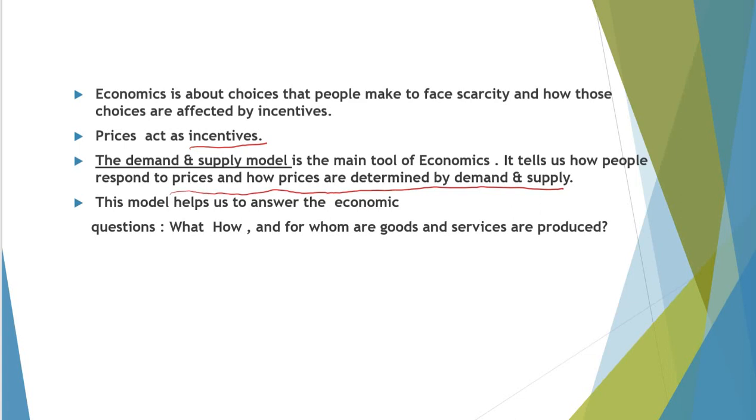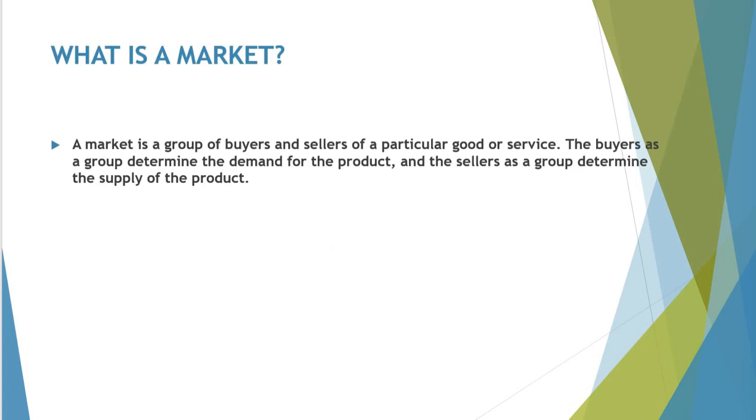So this is the model that will help us to understand economics, that is why, how, and for whom the goods and services are produced. First things first, what is a market? Apakah itu market? A market is a group of buyers and sellers of a particular good or service. The buyers as a group determine the demand of the product, and the sellers as a group determine the supply of the product.